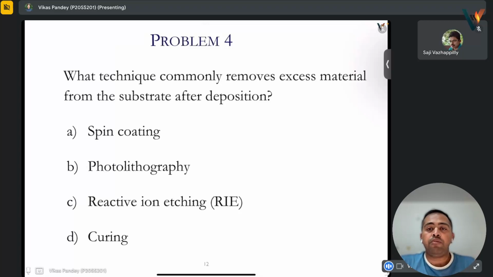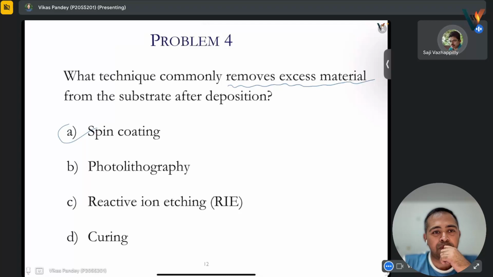Which technique commonly removes excess material from the substrate after deposition? Spin coating, photolithography, reactive ion etching, or curing? Spin coating is only while rotating at some RPM. You want to remove the excess material. That is photolithography, or that etching. Oh, patterns, sorry. Let's understand this. Spin coating we have to do first. Then we have to mark a dark pattern so that when you do photolithography, the other things will be reacted.